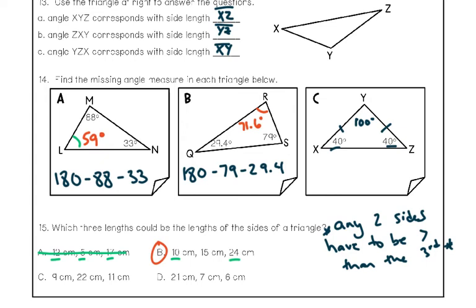Just to make sure, I can check the other ones. 7 plus 6 is not greater than 21, so I know it can't be D. And 9 plus 11 is not greater than 22, so I know it can't be C. The two sides have to be greater than the third side.